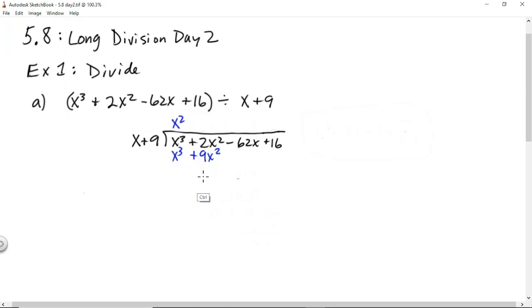So it's going to look like this. X squared times x is x cubed, but I write down negative x cubed. And x squared times 9 is 9x squared, but we write negative 9x squared. Just write the opposite, and then we just add these vertically. So x cubed plus negative x cubed is 0. 2x squared plus negative 9x squared, that's negative 7x squared. So I think this is just a more convenient way to do it.